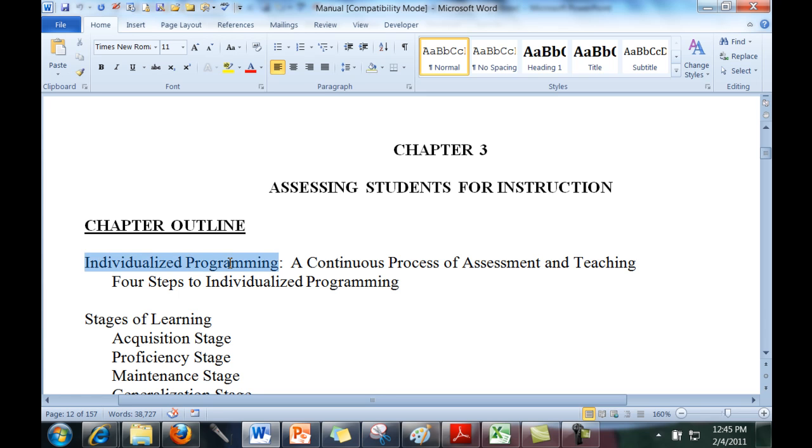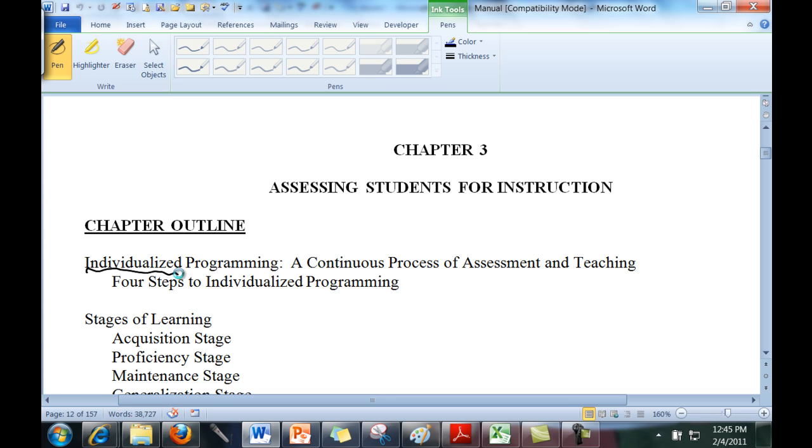Let's just have an overview of what we'll discuss here. First of all, this term of individualized programming. In essence, that's what special education is supposed to be. It's this individualized, and that's kind of a big buzz. And if you aren't doing this, you're really not doing a service to the student. So it's a continuous process of assessment and teaching. When I was in grad school, we said teach, test, teach, test, teach, test, to see if you're making progress.